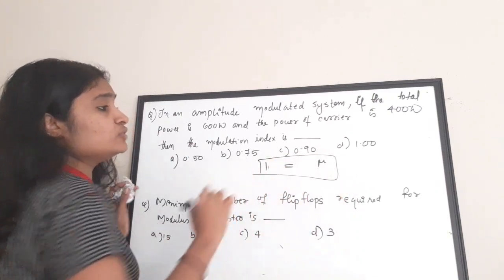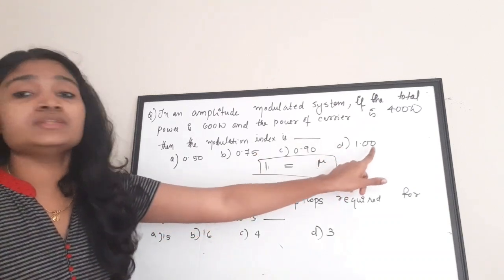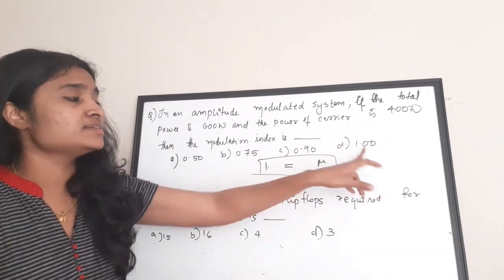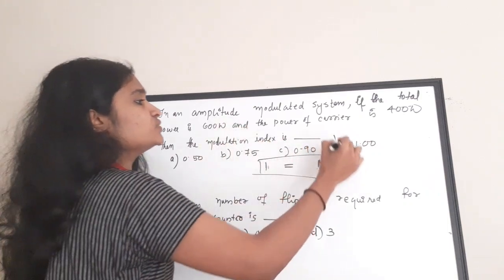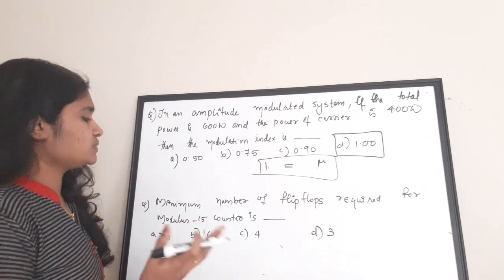So the value of your modulation index is given here as 1.00. Don't get confused with it. It is a 1. So the correct answer for this question is option D, which is 1. Modulation index is 1. Next question.